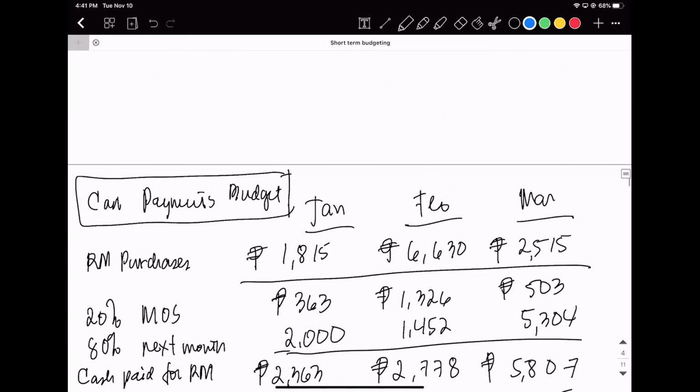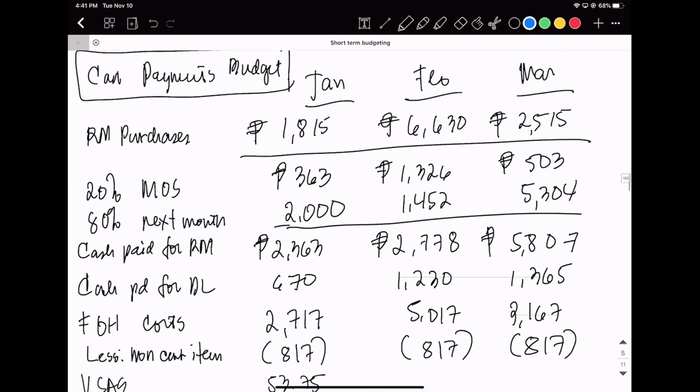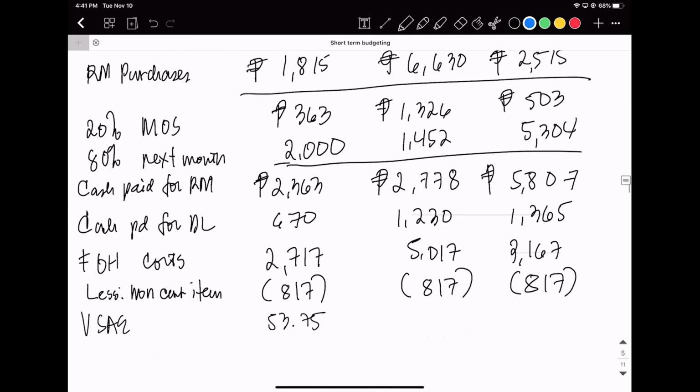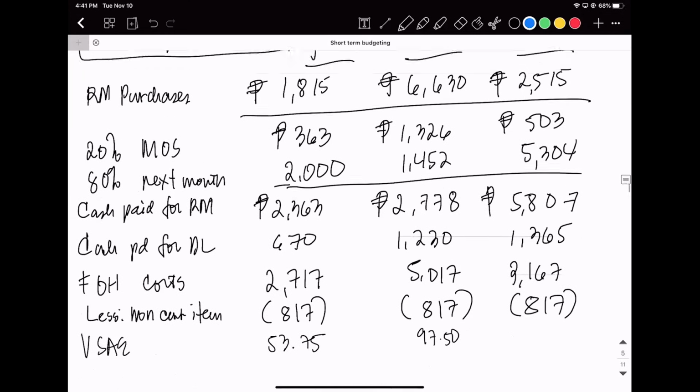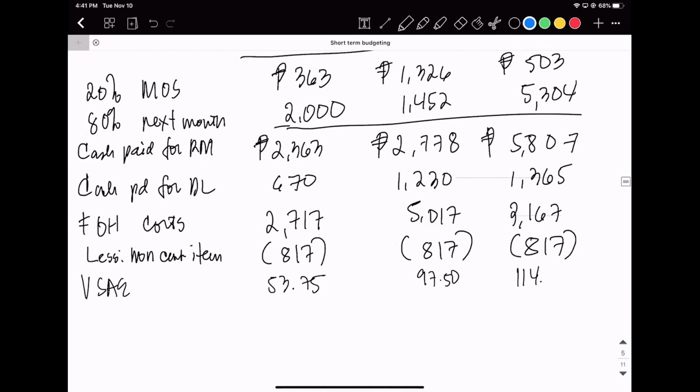So 53.75. Variable selling admin expense. 53.75. 97.5. And 114.38. Lahat pala ni-round off na natin. Sige, round off na natin. 54 para wala tayong butal. 98 and 114.